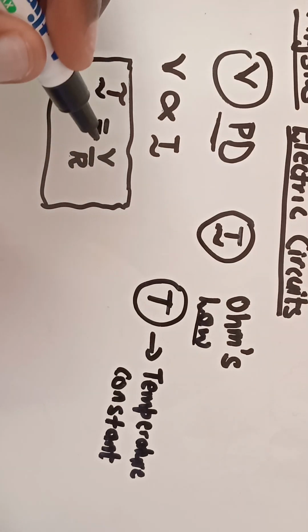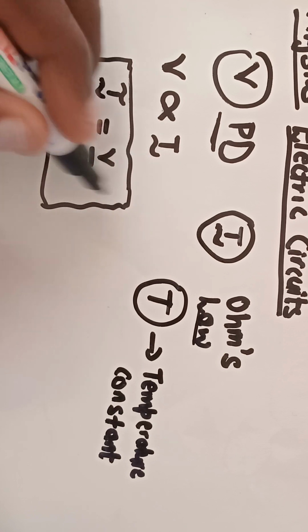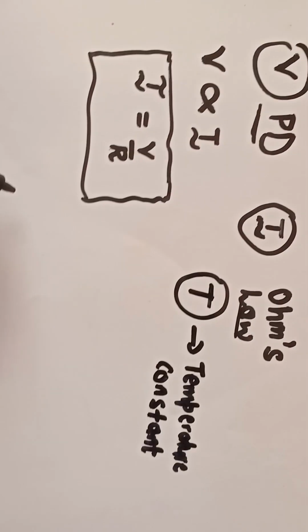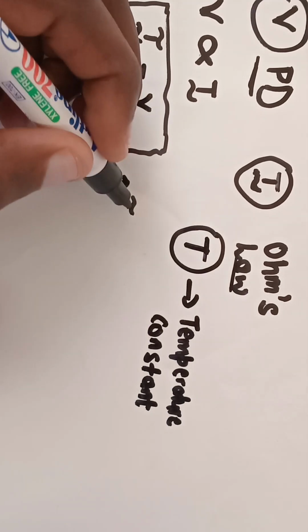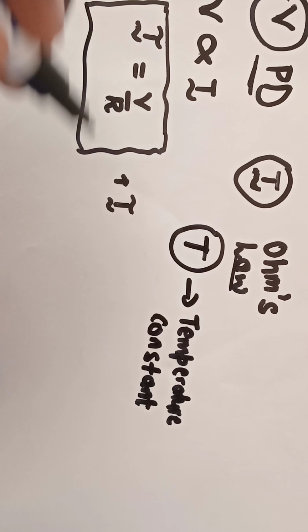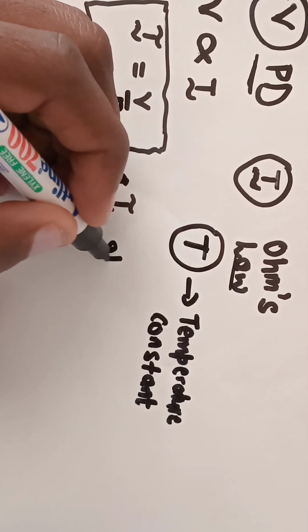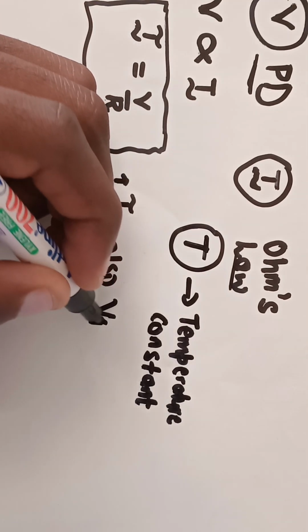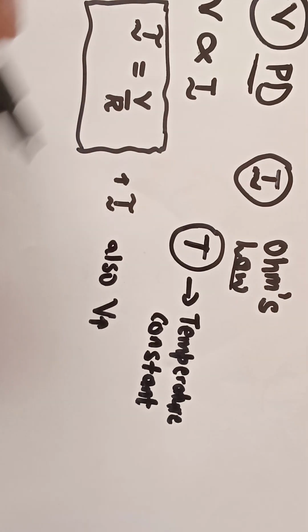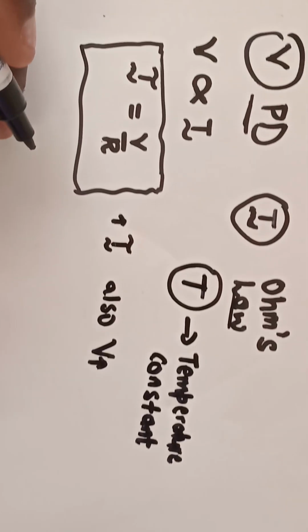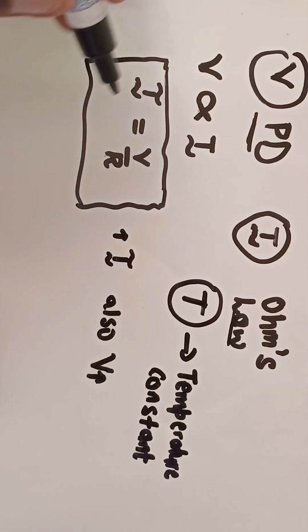Then if I is directly proportional to V, it means that if we increase I, V will also increase. You get that point? So if we increase I, V will also increase in such a way that they are directly proportional to each other.